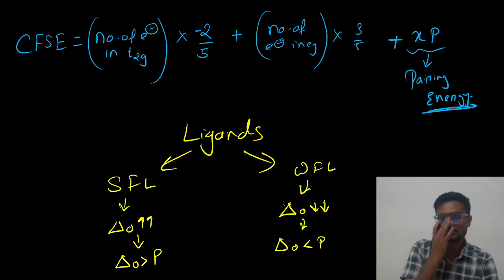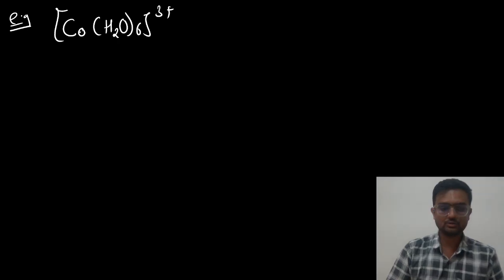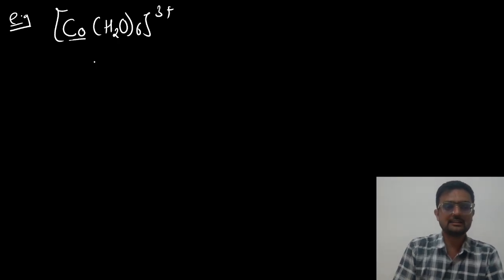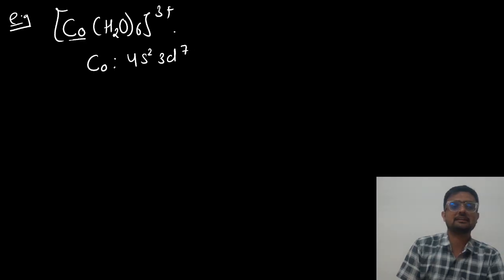So what type of questions will you get? Let's do one question and then we can wrap up, right? For example, if they have given you some complex like cobalt H2O 6, let's say 3 plus. Now, how to do this one? First, we have the central metal, that is cobalt. You can write the electronic configuration of cobalt, that is 4s2 3d7. The oxidation state of cobalt is 3 plus.